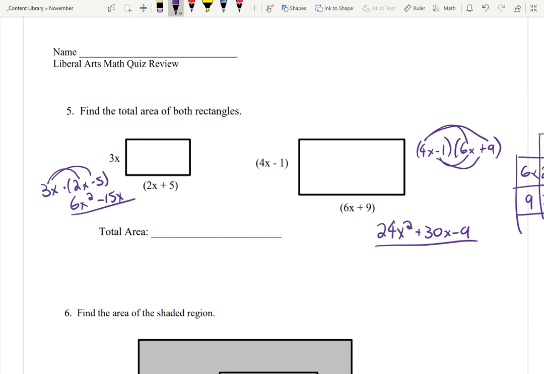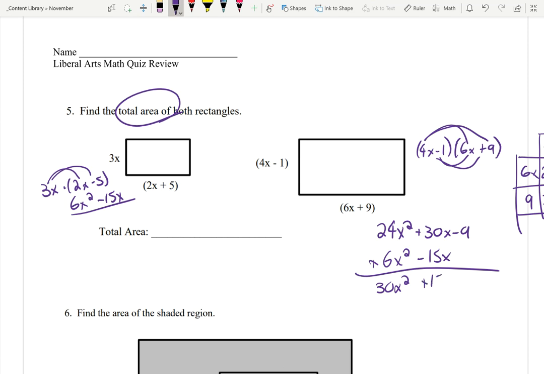So we have our two areas of each individual, but now if you want to find the total area, we're going to add them up. So we're going to add the 6x squared minus 15x to that. So that's going to be a total of 30x squared plus 15x, because 30 minus 15 is positive 15, and then minus 9, just bringing that down. So the total area would be 30x squared plus 15x minus 9.